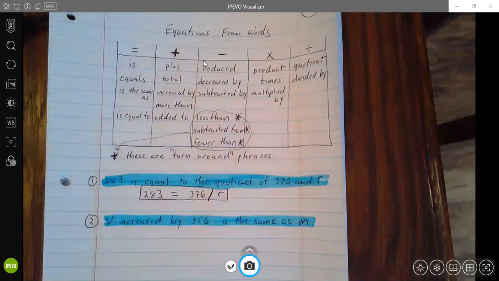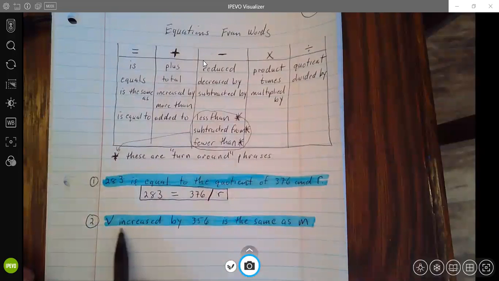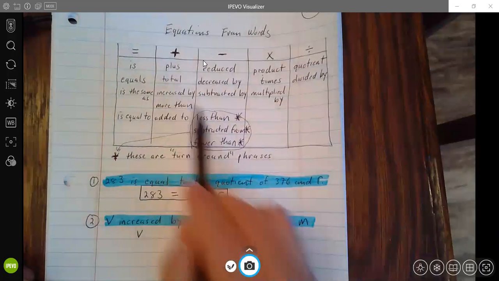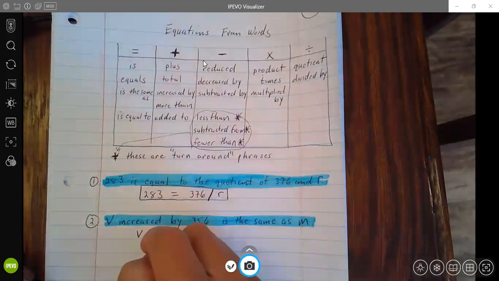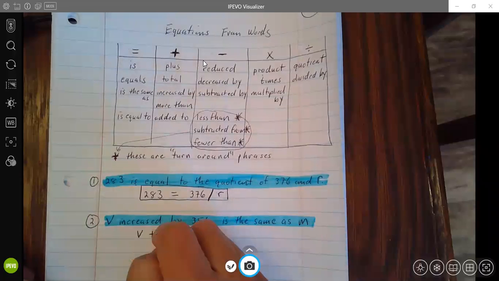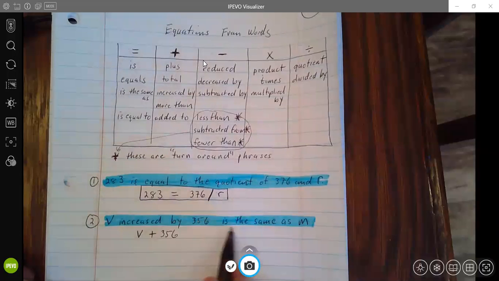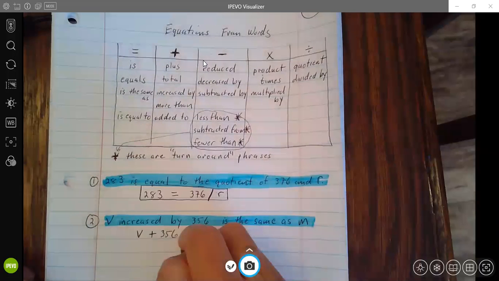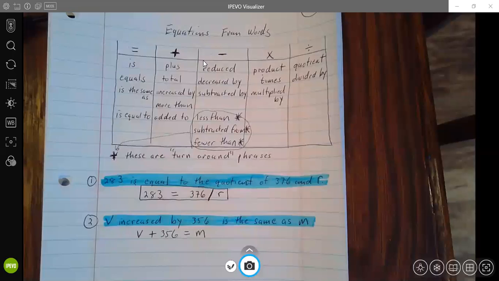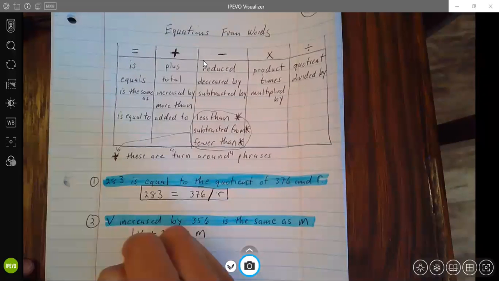All right, so everything in order. Put it all in order. V increased by, so I'm going to put V first. Increased by looks like addition. So V plus 356 is the same as, that's equal, M. Putting everything in order. And that's what you would type into IXL.